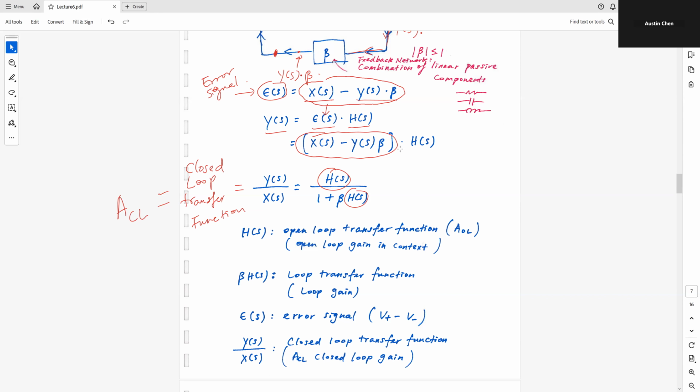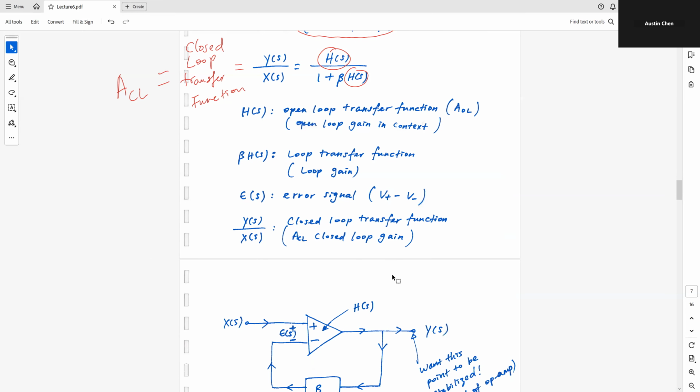All right. So far so good. We introduced a few different terminologies here, or definitions for the gain. We have the open loop transfer function, open loop gain, which we call AOL, and we have the loop transfer function or loop gain. And then we also have the error signal over here. And then lastly, we have the closed loop transfer function or ACL, closed loop gain.